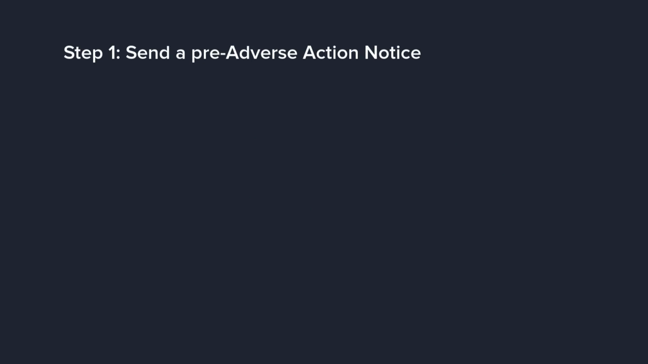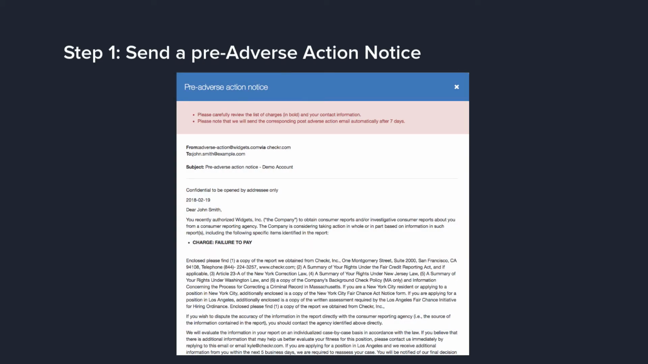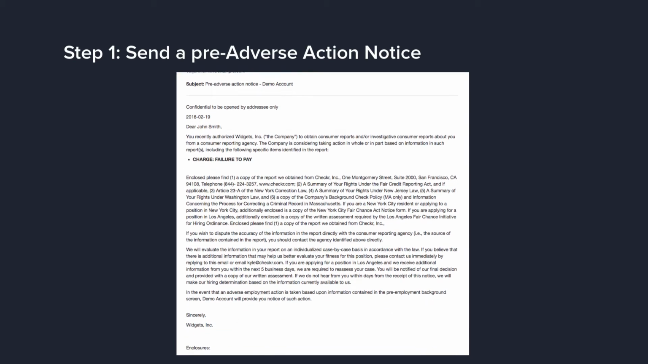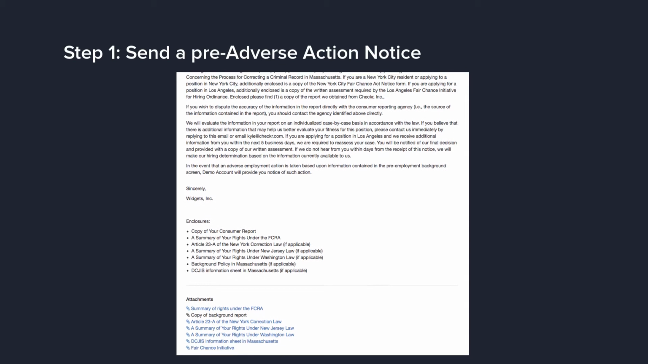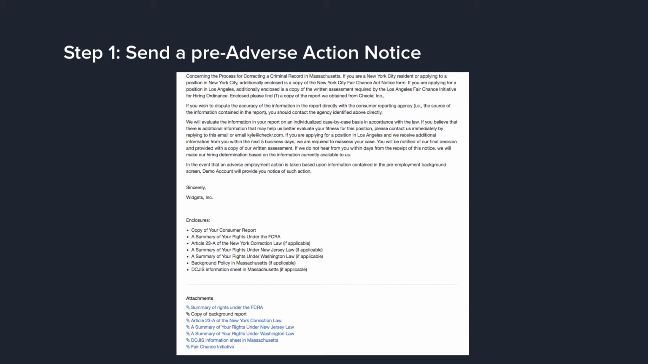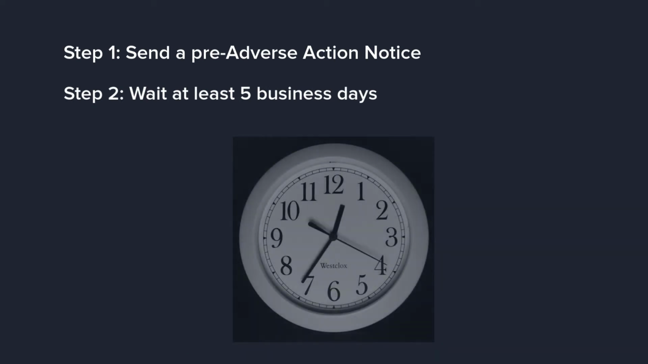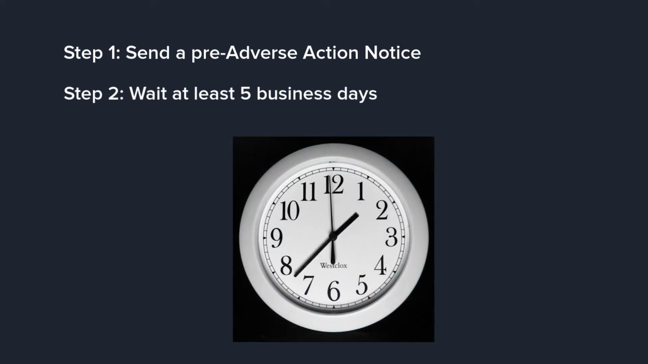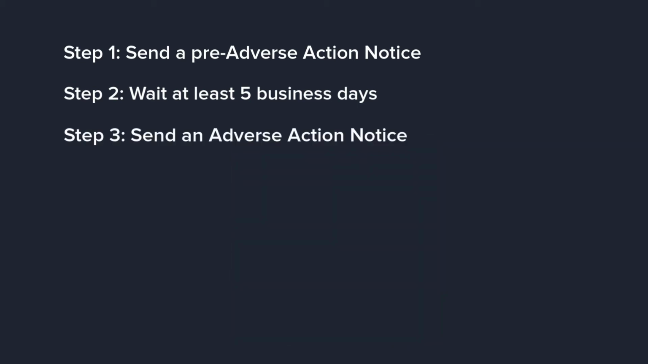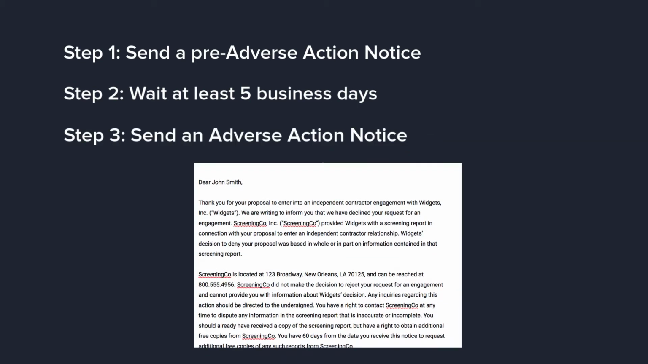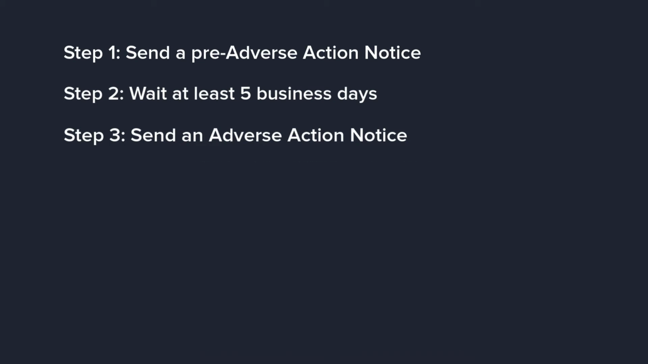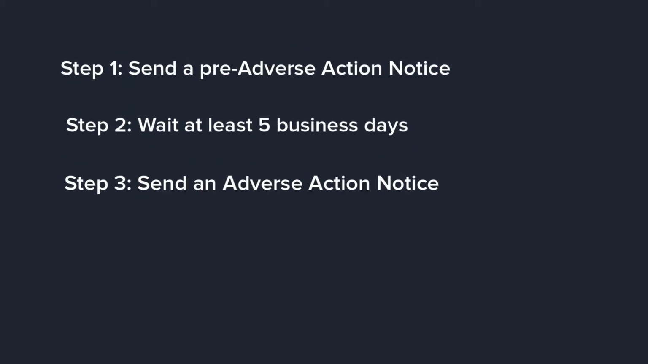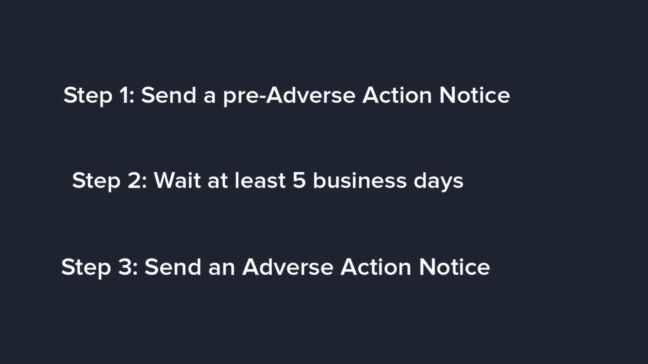Step 1. If you plan to take adverse action, send a pre-adverse action notice to the candidate with a copy of their background check report and a summary of their rights under the FCRA. Basically, this tells them that you intend not to move forward with hiring them, based on the information in their report. Step 2. Provide a waiting period of at least 5 business days. This gives the candidate a chance to dispute the information on the report. And Step 3. If the candidate hasn't provided additional information during the waiting period, only then should you send an adverse action notice. Follow these steps and you'll steer clear of one of the major litigation risks surrounding background checks.